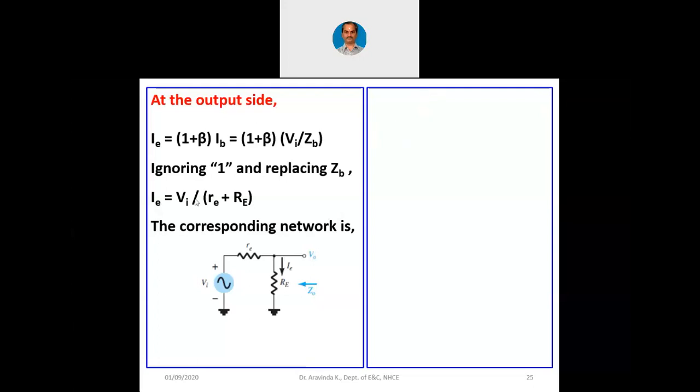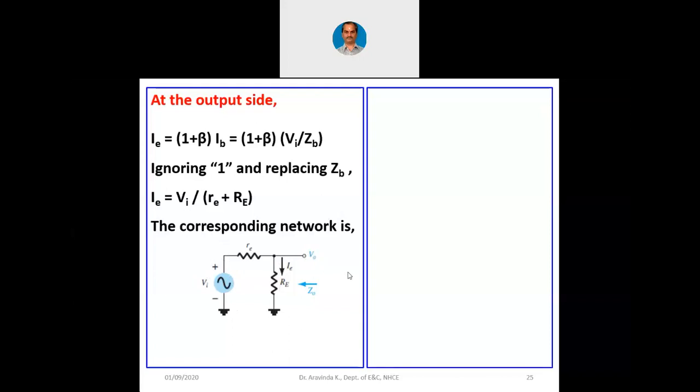Let me continue. Now, we got an expression for the AC emitter current using the circuit analysis. And we got this particular final expression: IE equals Vi by small re plus capital Re. Now we are writing a circuit for the same expression. Total voltage is Vi. IE is Vi divided by small re plus capital Re. And why have I written V0? Because we are taking output across the capital Re.